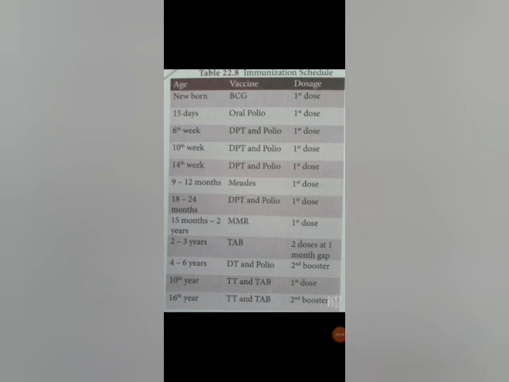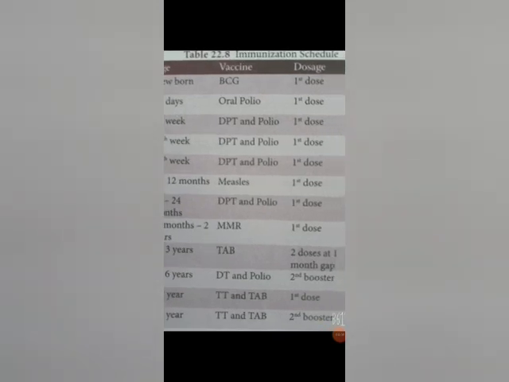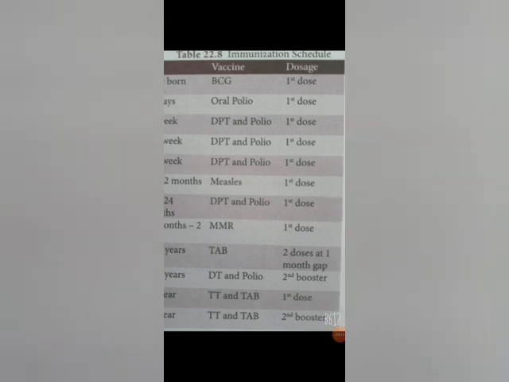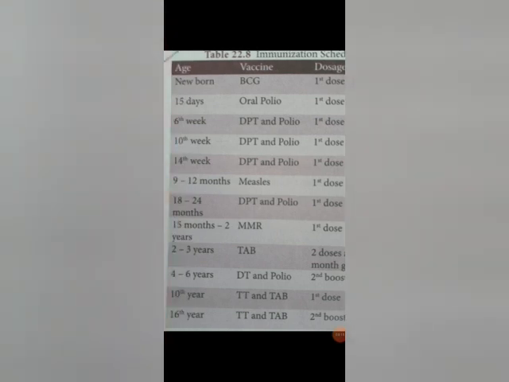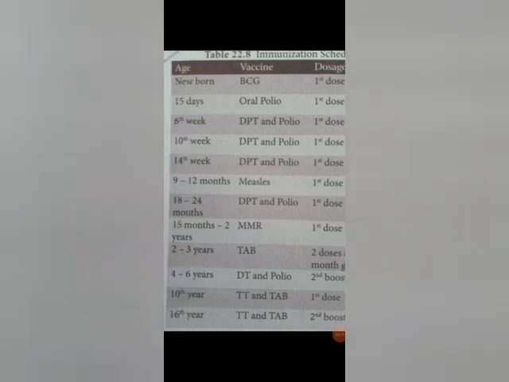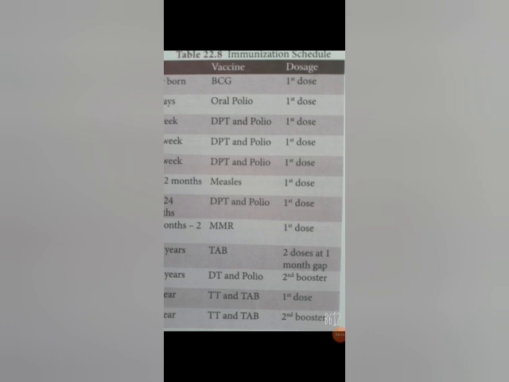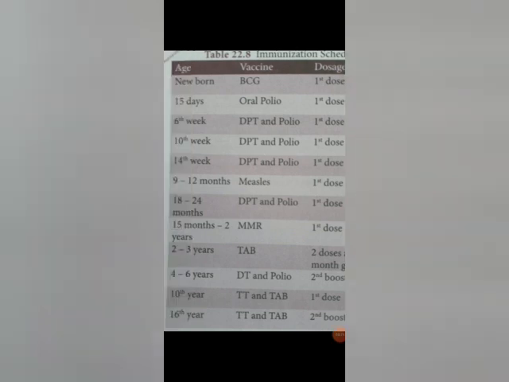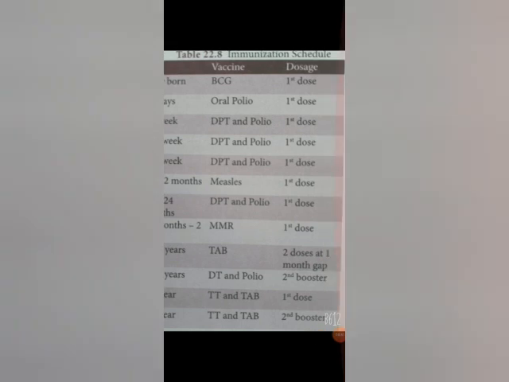15 months, MMR first dose. 15 months to 2 years. 2 to 3 years, TAB, 2 doses at 1 month gap. 4 to 6 years, DT and polio, second booster. 10th year, TT and TAB first dose. 16th year, TT and TAB second booster.